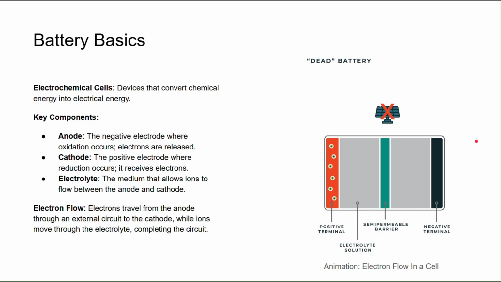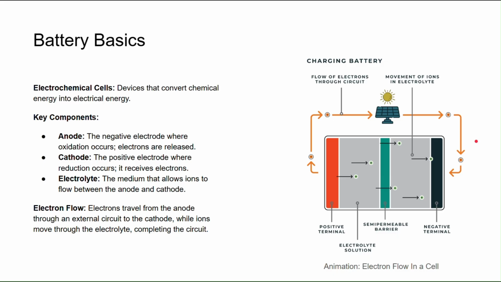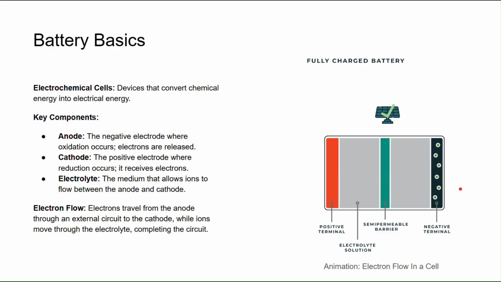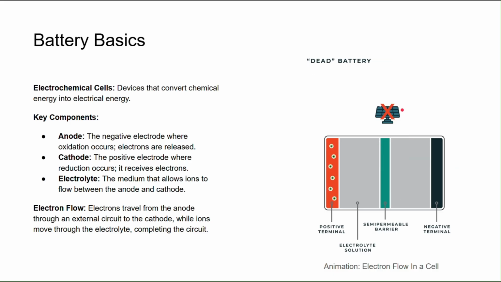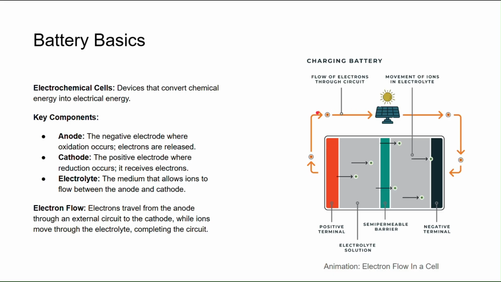So let's break down the role of these components. The anode is the negative electrode where oxidation happens. Here, electrons are released and flow into the external circuit. The anode is typically made from a material that easily gives up electrons.